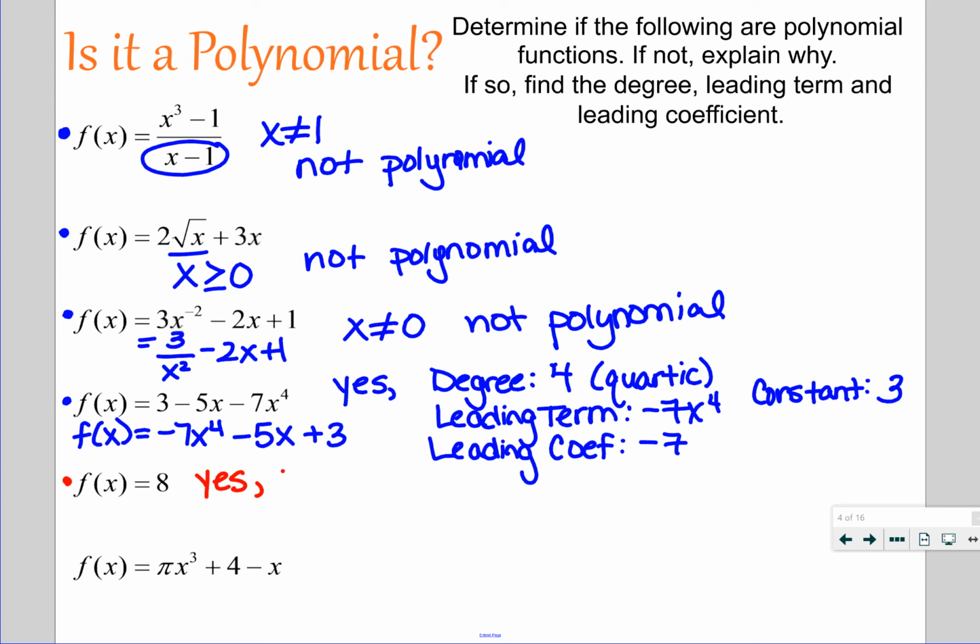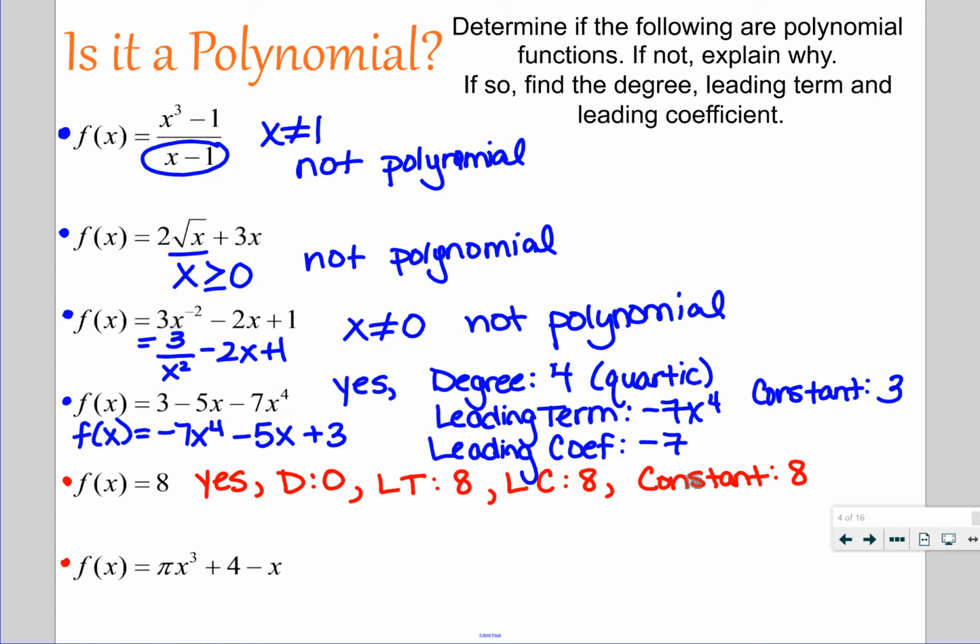The degree of all horizontal lines or constant functions is 0, because remember, you could put an x to the 0 at the end of that. The leading term is 8. That's the only term. The leading coefficient is 8. Again, that's the only coefficient. And the constant is also 8, because it's a number that does not have a variable in its term.